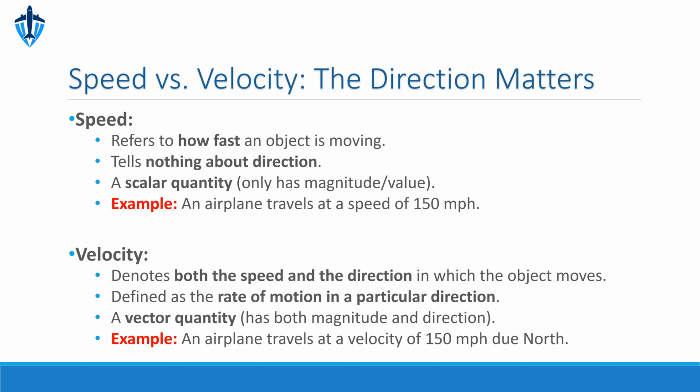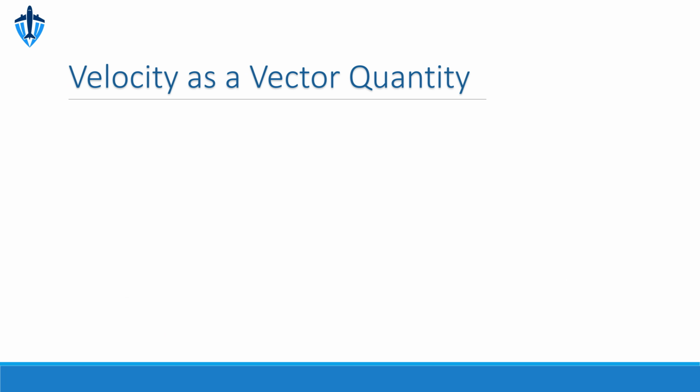Velocity, on the other hand, is much more comprehensive. It not only tells you how fast an object is moving, but also in what specific direction. Velocity is a vector quantity, which means it possesses both magnitude and direction. So saying an airplane has a velocity of 150 miles per hour due north gives us a complete picture of its motion. Since velocity has both magnitude and direction, it's classified as a vector quantity.